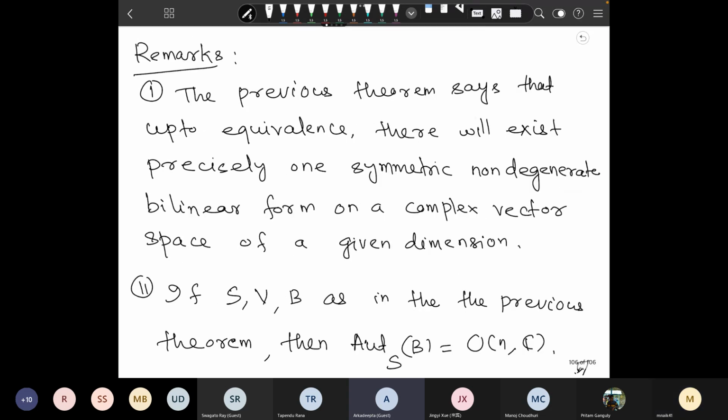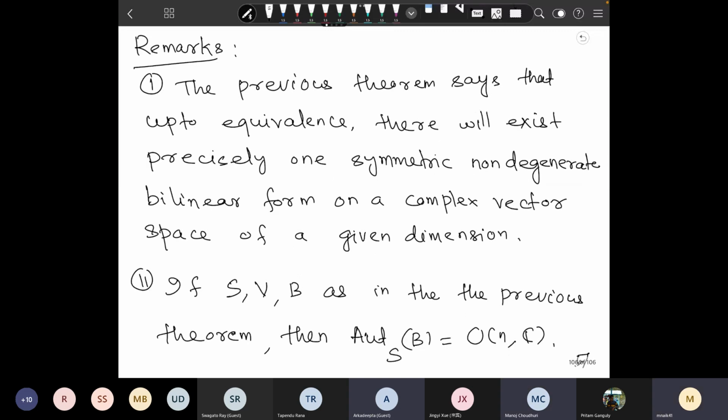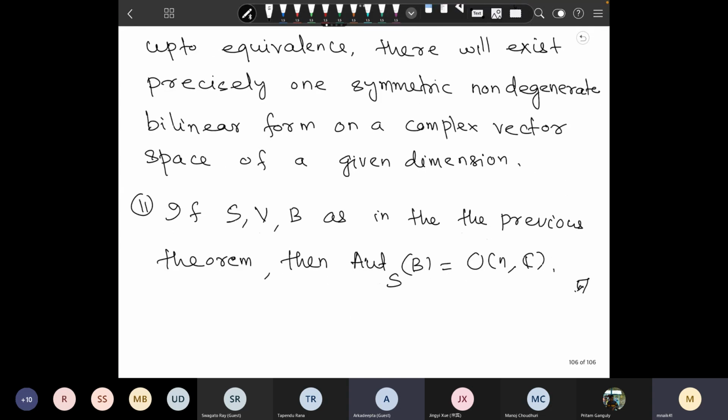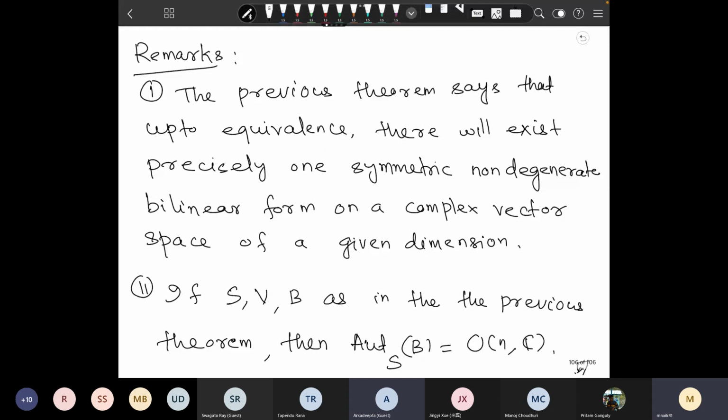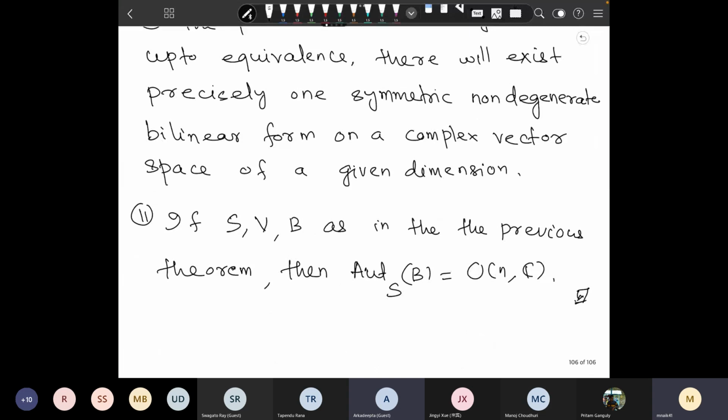Manoj, is it clear? So this is all about symmetric non-degenerate bilinear forms on complex vector spaces. But we have an analog for real vector spaces. Actually, I was trying to avoid that, but one of my friends, Pramod, asked, so I will write that, and that will clarify something more.